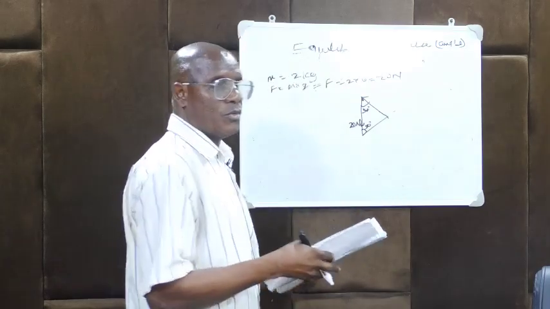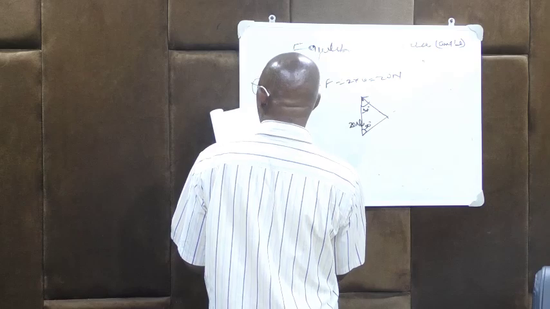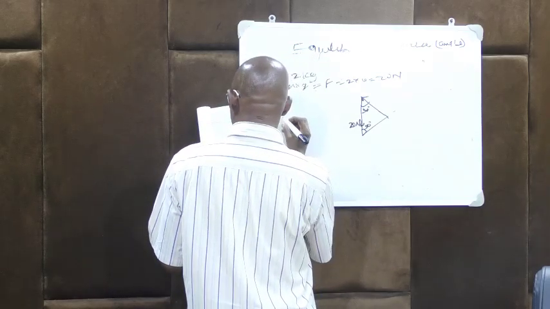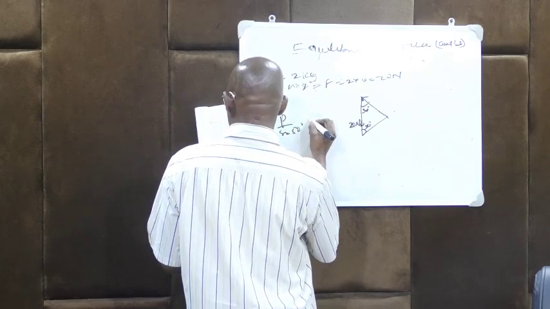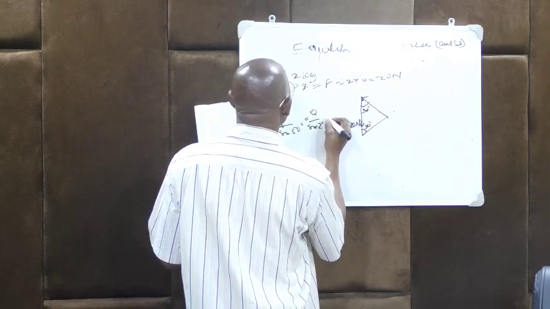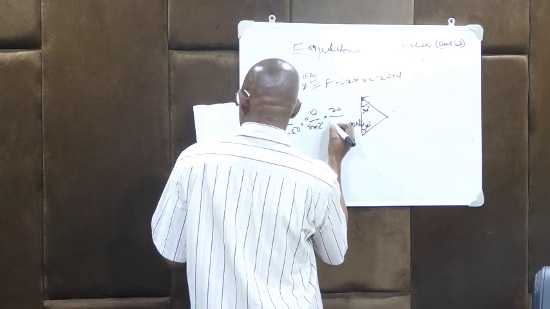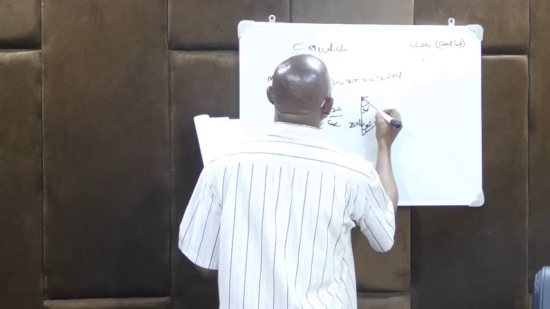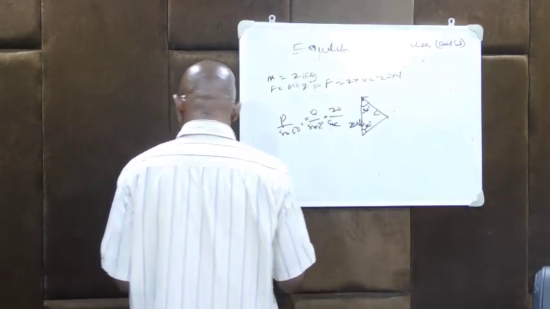In this case, let's now go to the sine rule. You see the sine rule? So you can see from here, let's say the force is P. We now have P over sine 50 degrees equals Q over sine 30 degrees equals 20 over sine C. So this is C. Take note of that. So we can now continue.